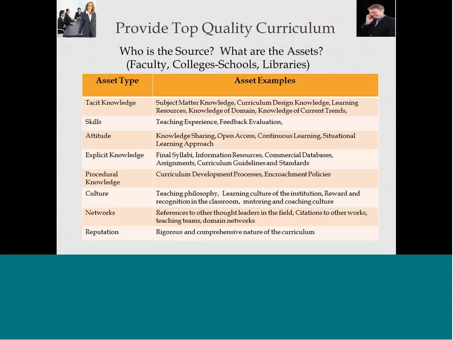We need to have teams of teachers who are perhaps teaching the same courses, and we need to have networks within that particular subject domain. Reputation, I think we want a rigorous and comprehensive curriculum. We also want to have regular peer review processes. So those are all the intellectual capital assets that our faculty, our colleges, the libraries would have to contribute in order to have a top quality curriculum.